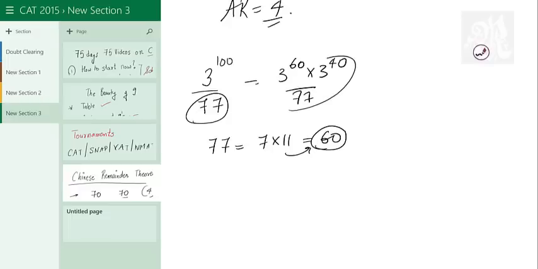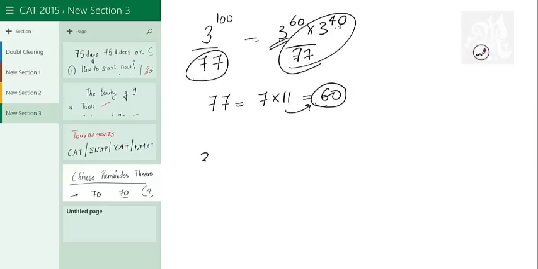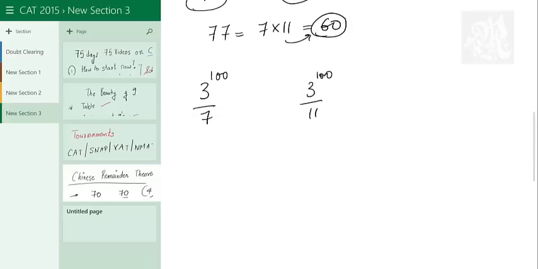Again there's a mess because this is still a big number. 3 power 60 will be taken care of because of Euler's theorem, the remainder will be 1. But this is a big mess. So how do you resolve this? What you can do is use the Chinese remainder theorem here, divide by 7 and divide by 11. Now we have two different problems altogether.